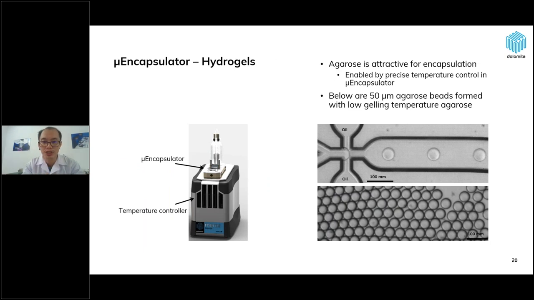The second application we focused on is using microfluidics to generate hydrogel particles. Here we're using the microencapsulator module for generation of agarose, which is very attractive for encapsulation. Below, you can see a 50 micrometer agarose bead, formed with low gelling temperature agarose using the microencapsulator module with the microfluidic chip. We can obtain very monodisperse agarose microparticle hydrogels after formulation through the microfluidic chip.